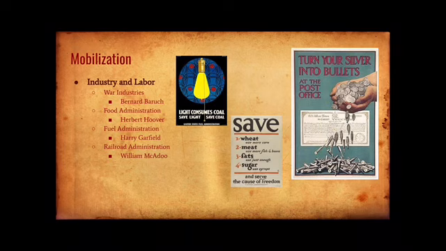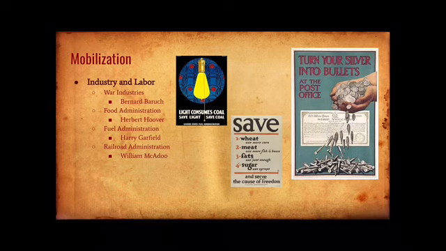So to start, of course, we have to get things moving, especially in industry and labor. So there were several industries. 4 of them that I'm going to focus on are war industries, food administration, fuel administration, and railroad administration. So war industry was facilitated by Bernard Baruch, and war industry was all about let's get equipment made, let's get these shipped out to the troops.